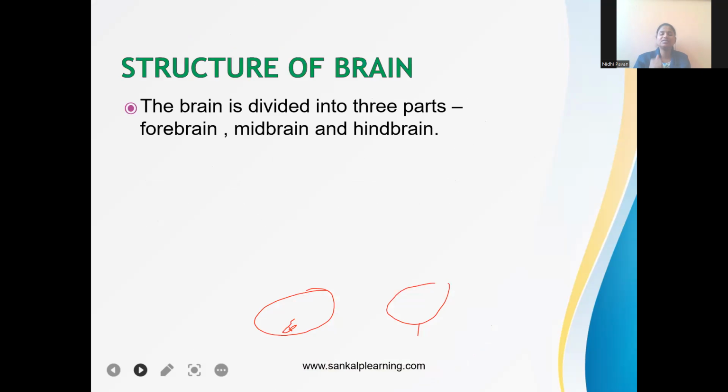So this is regarding the neuro signal pathway or nerve impulse pathway which occurs in our body.